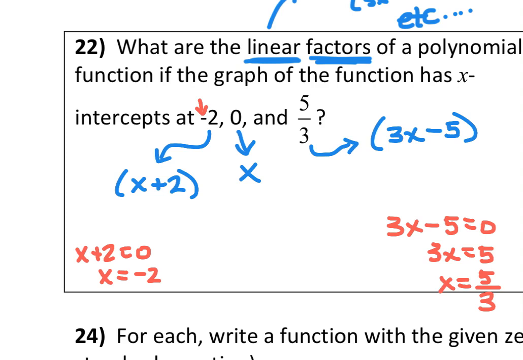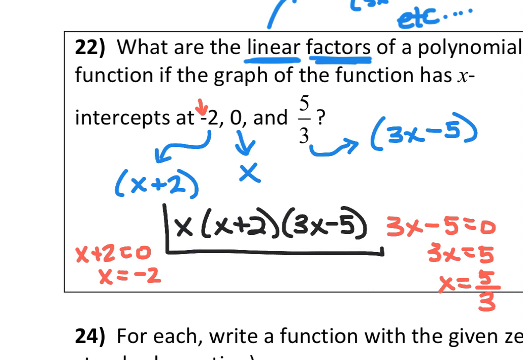And it would be best if you would write that whole thing as a function. So you could say something like x times x plus 2 times 3x minus 5. And that's not to say that there might not be a leading coefficient or another number multiplied in there or a negative. So it's not f of x equals all of that. But those are the linear factors that would give you intercepts at negative 2, 0, and 5/3.